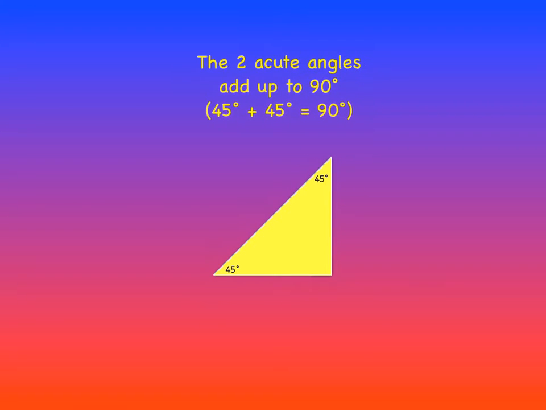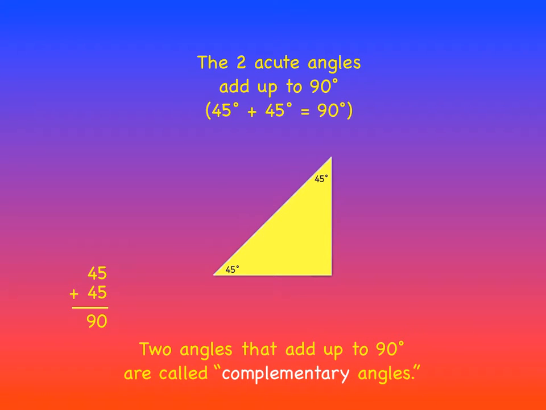The two acute angles add up to 90 degrees. In this example, 45 plus 45 is 90. Two angles that add up to 90 degrees are called complementary angles.